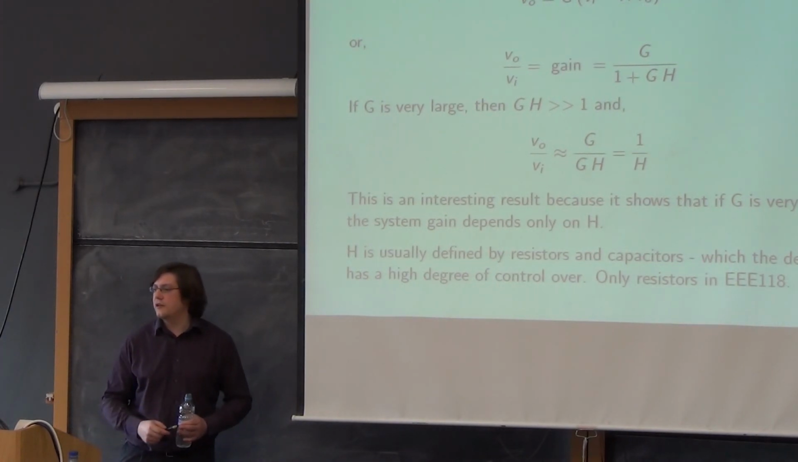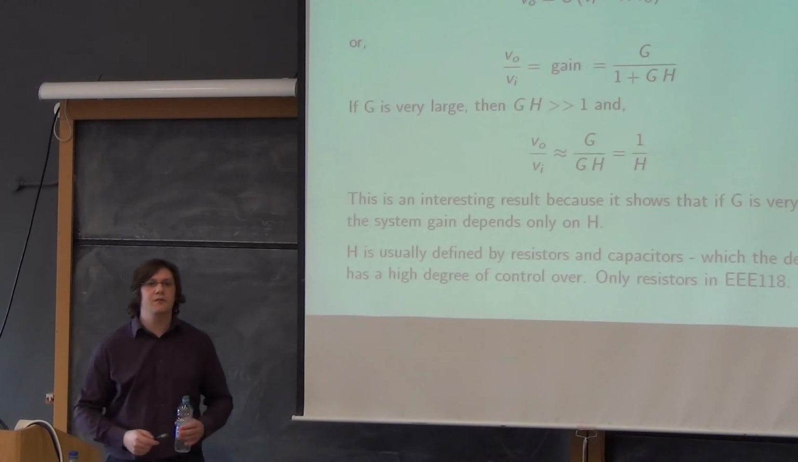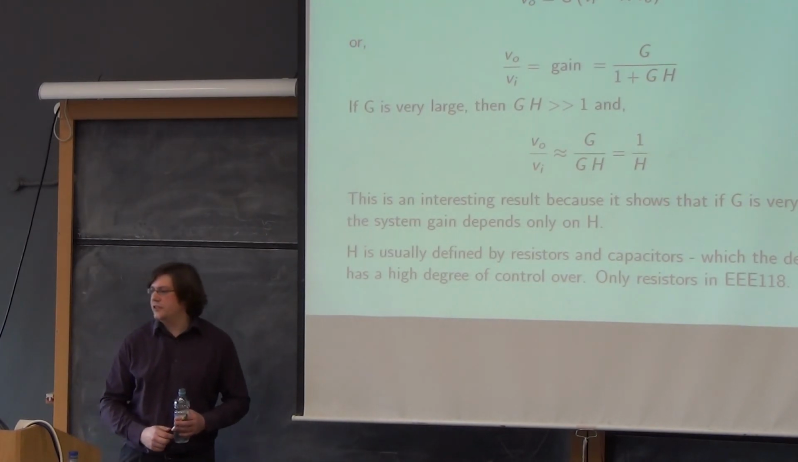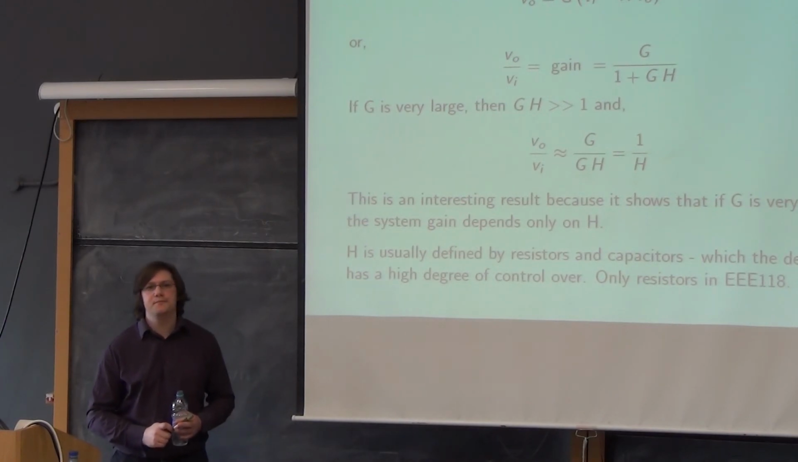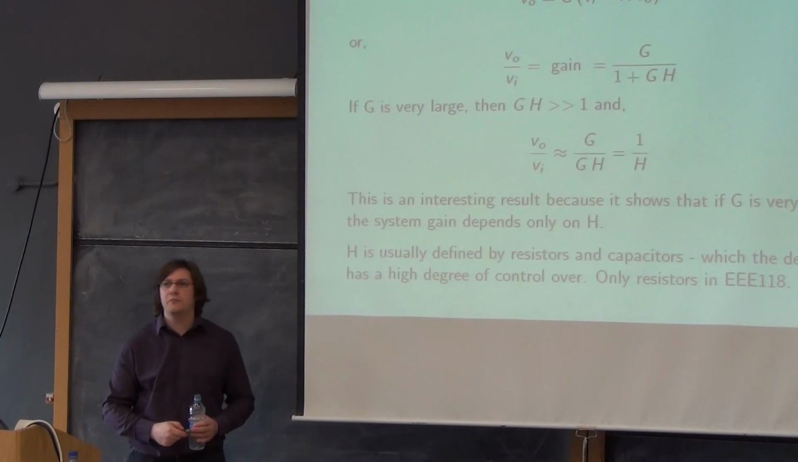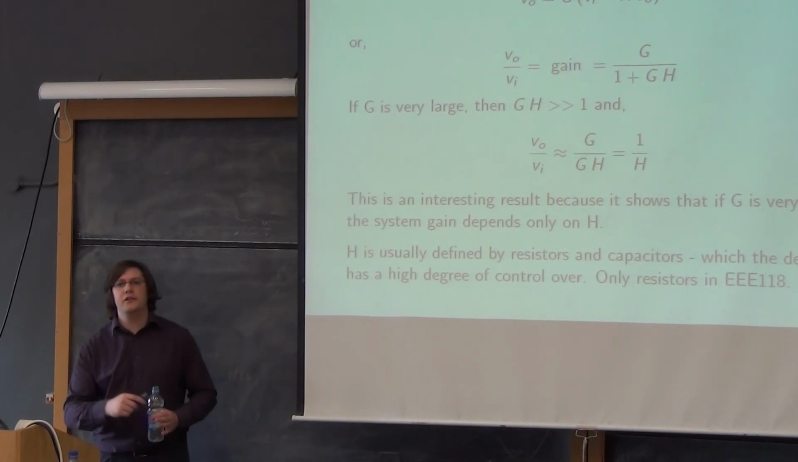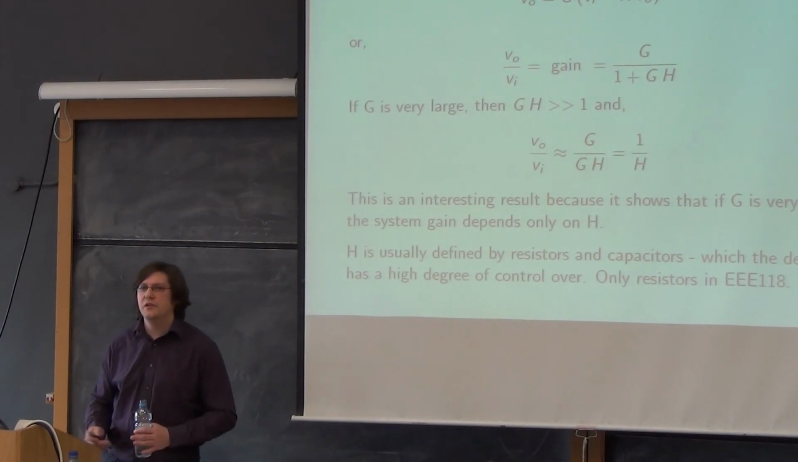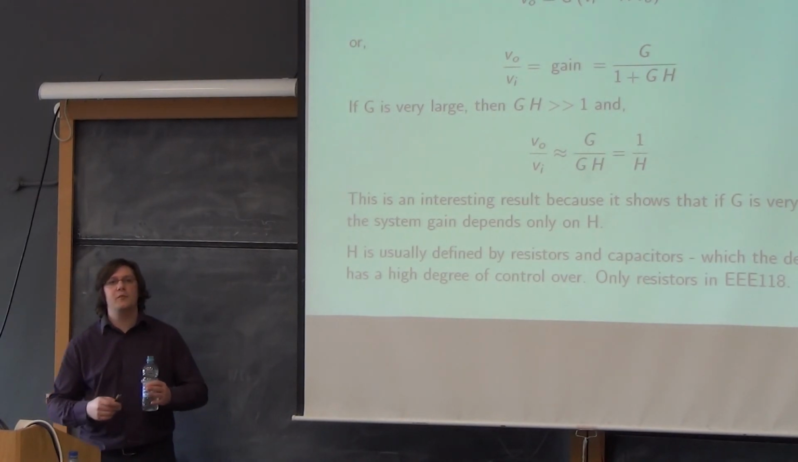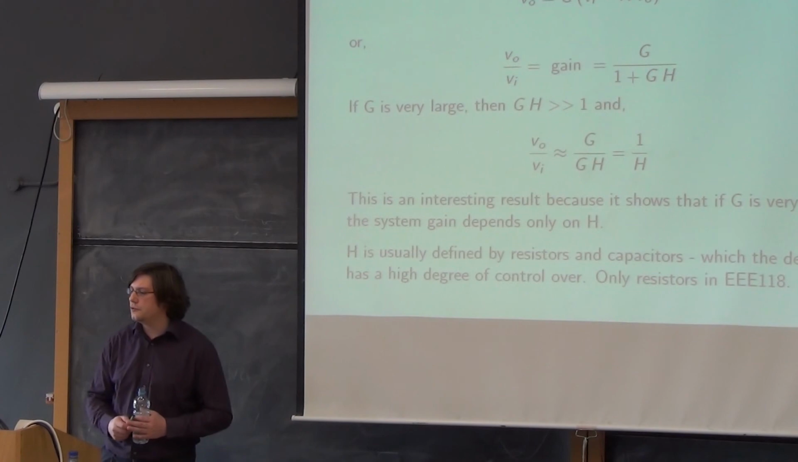Or we can jiggle that to get V out over V in, which is the gain of our op-amp, and it turns out it's G over 1 plus G times H. And you can think of G and H as having frequency-dependent properties if you want to, but I don't expect you to do that in this course. It will come eventually, but not yet. We will think of them as being made up of resistors and gains and nothing else.